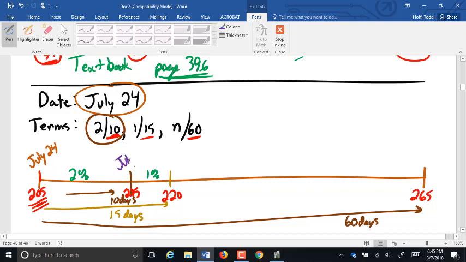215 should be July. Oops, not July, but August what? August 3rd. 220 is going to be August 8th. And 265 is September 22nd. Very good.